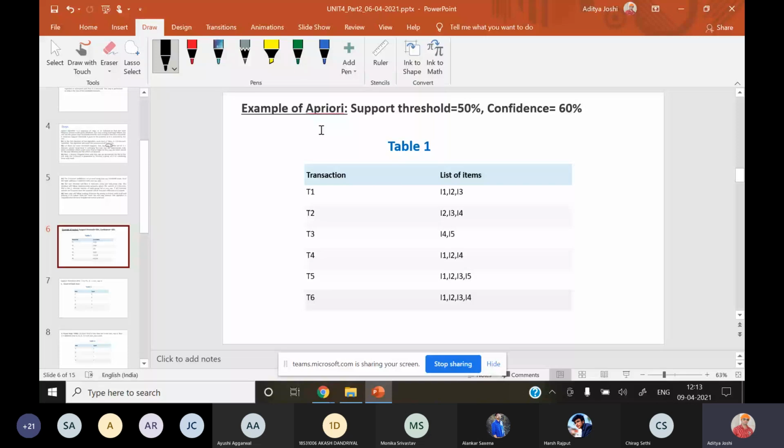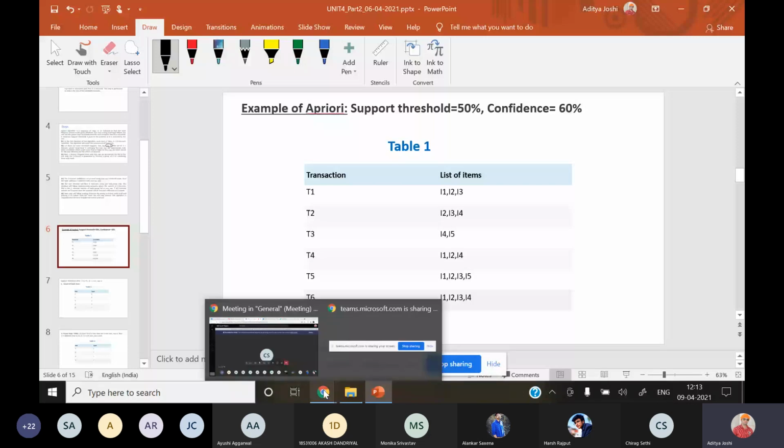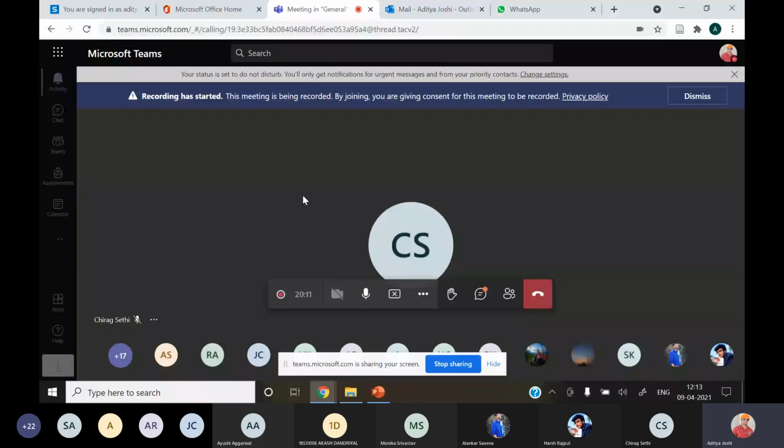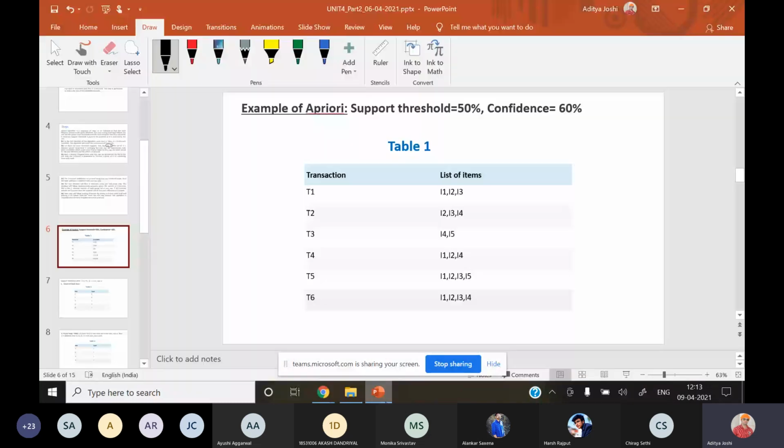So you have given the support threshold equals to 50% and confidence equals to 60%, right? So what does the Apriori algorithm say? What is the first step of the Apriori algorithm? Any one of you? Join. Join means first we have to separate each item and we will get the count of every item in the first table, right? So in the first step, first you will calculate the minimum support count. How to find the minimum support count?